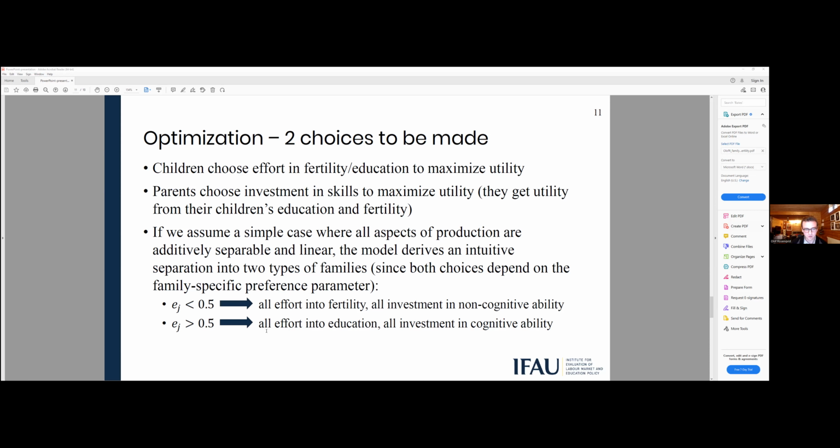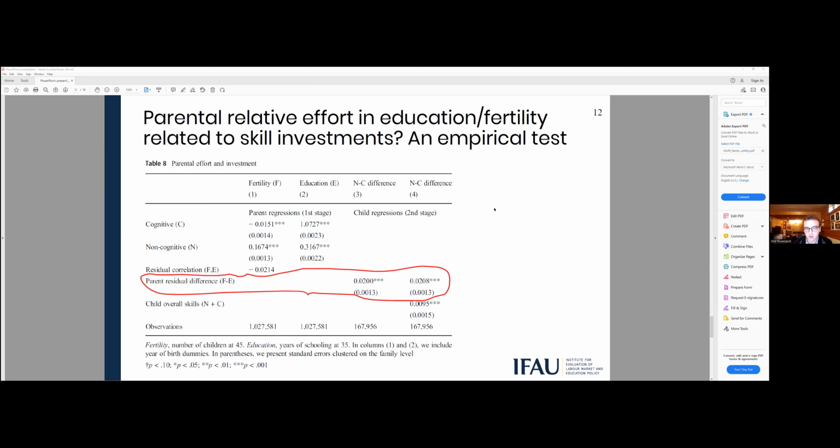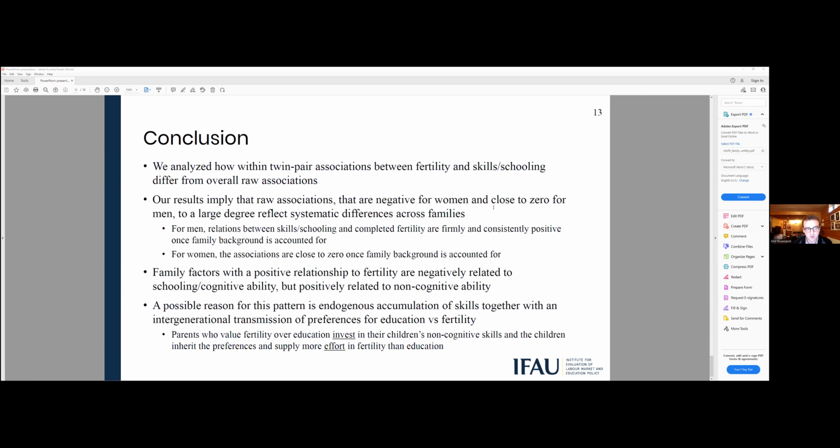So when you compare families, when you use between family variation, you're going to have this positive bias for non-cognitive ability on fertility, but you will introduce a negative bias for cognitive ability, which is consistent with what we saw just before. I think I can skip this one.